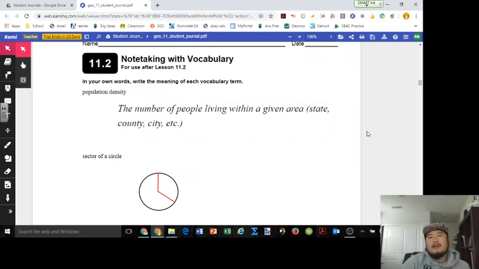The first one right here is population density. And I typed out right here the number of people living within a given area. And that area could be a state, it could be a county, it could be the city, it could be like the west coast of our country, just whatever it may be, that would be the population density. We try to find how many people are living within a certain area.